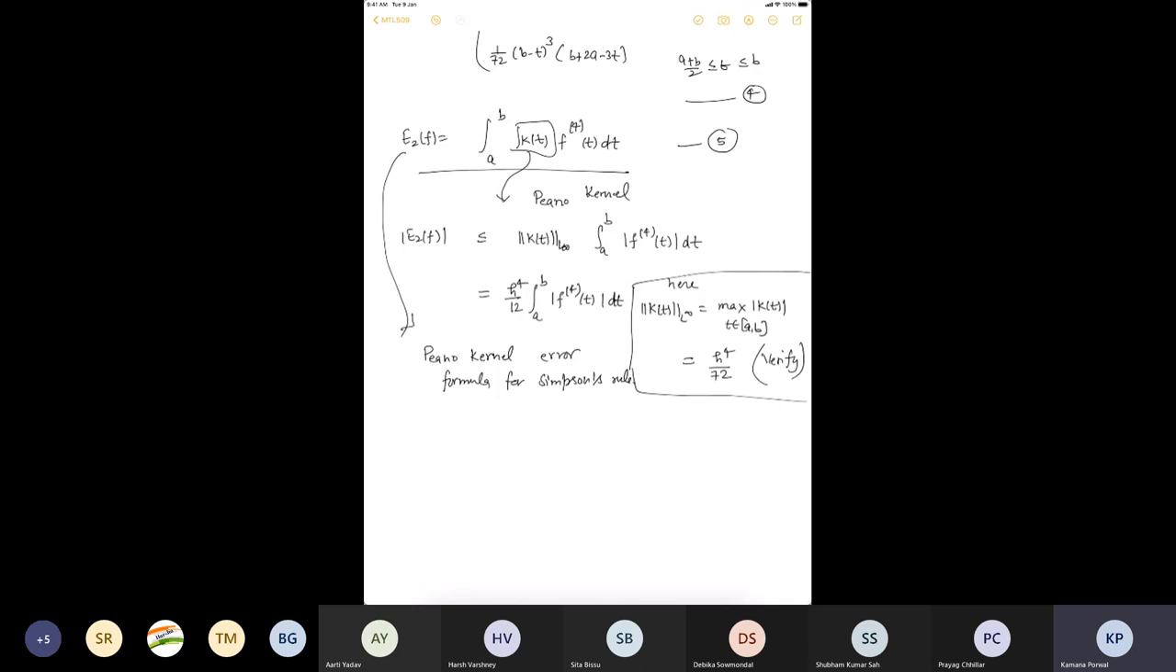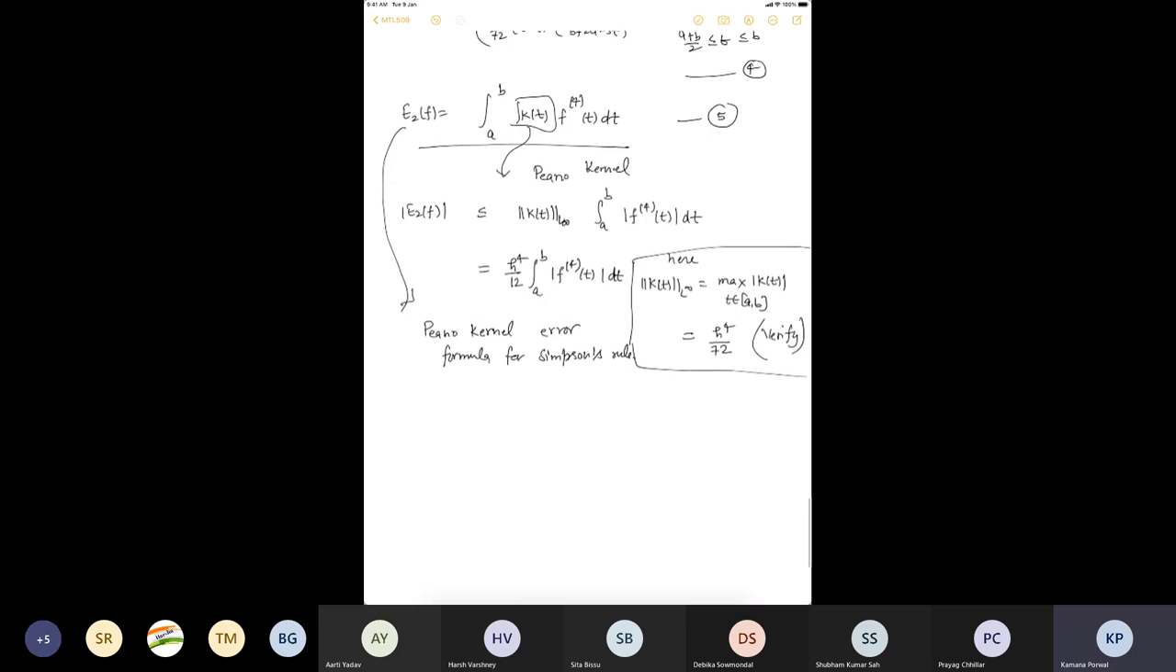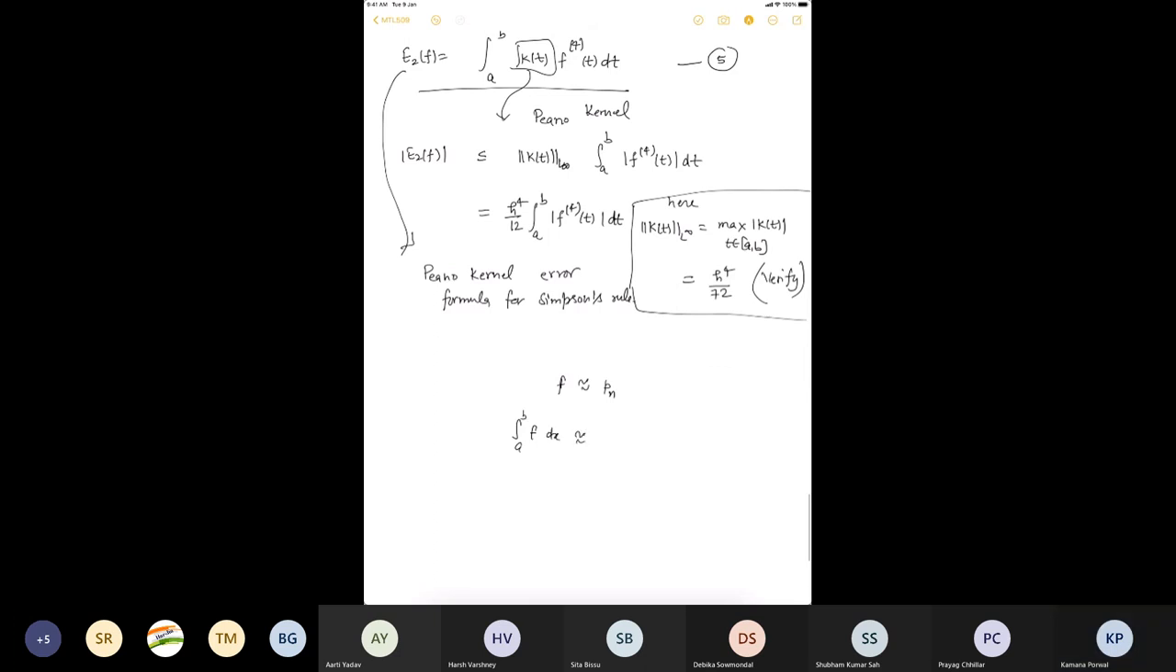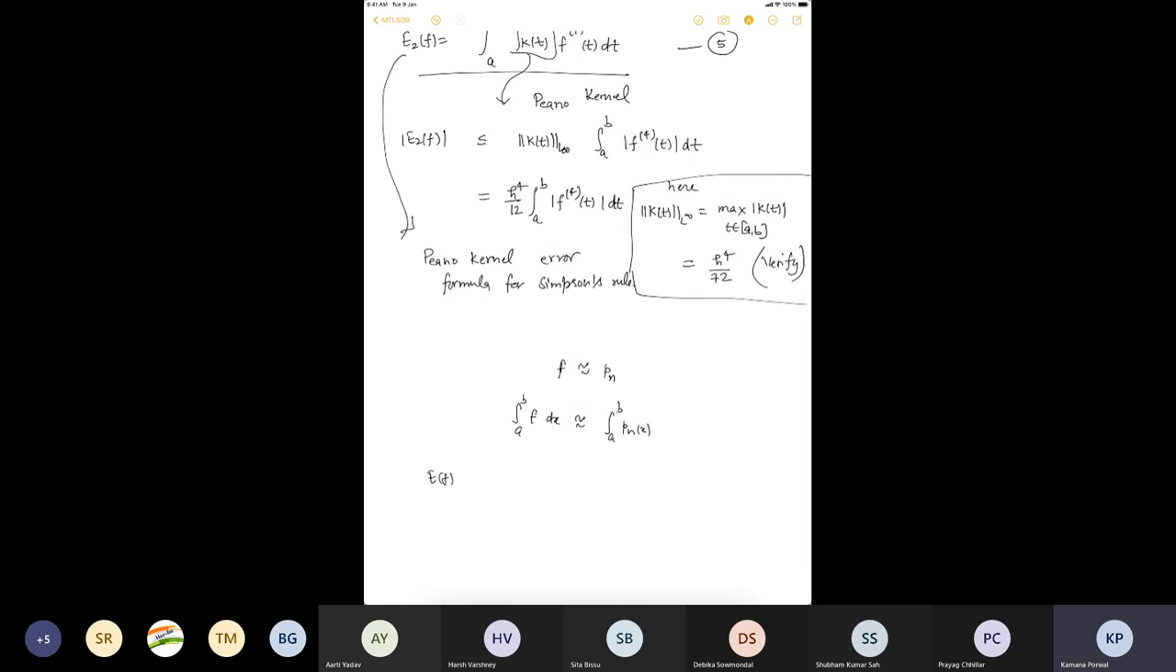So this kernel is different in each of the cases, but the representation of the formulas, you can see, is similar. For example, if you try to observe the general case, because we are approximating f by an interpolating polynomial of degree n, and that's what we are using to derive the formula for the integral of f, even for the general case the form of the formula is going to be similar. That is, you will get the integral from a to b of kt times the (n plus 1)th derivative of f(t) dt. Okay, so this is true for n equal to 1 and 3, which we have already obtained, and the expressions of kt we have already seen.